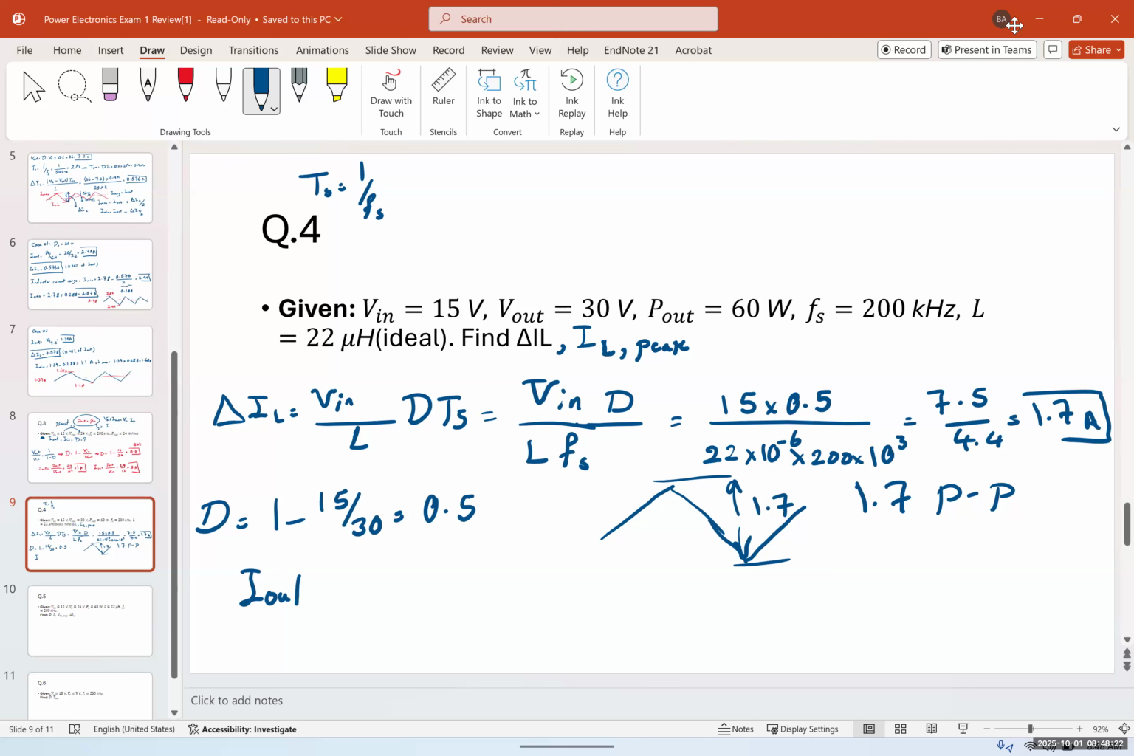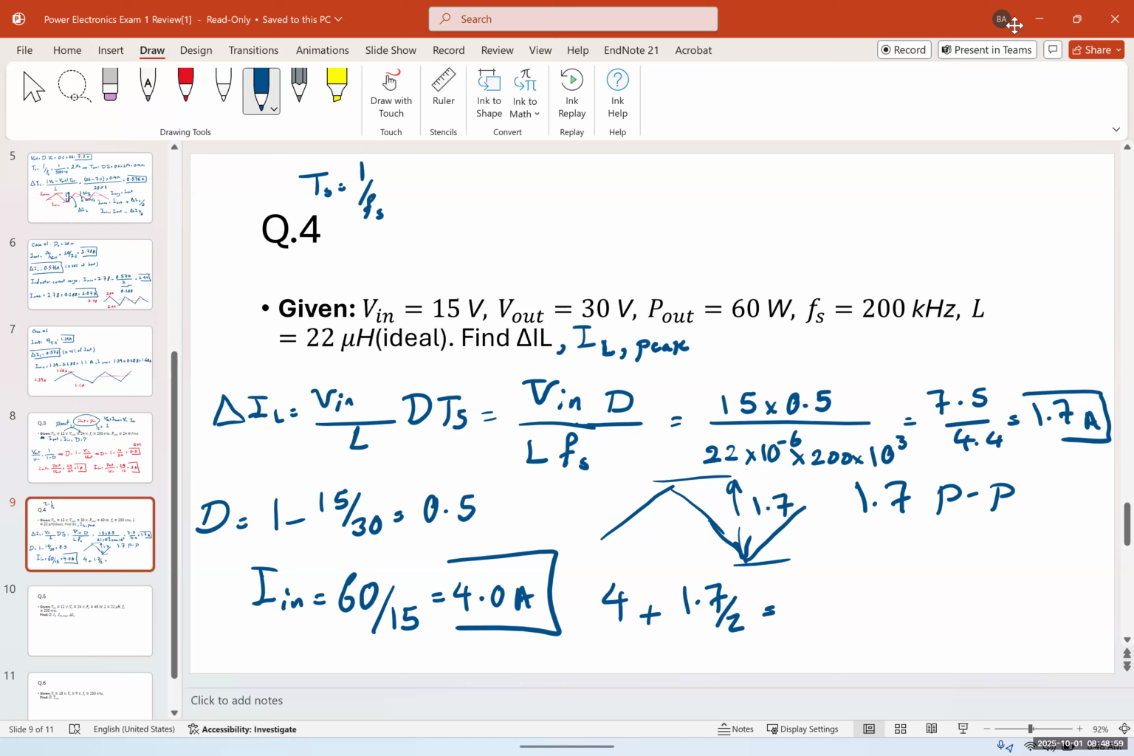Now, if you want to find the peak current of the inductor, the inductor is in the input of a boost converter. So IN is 60, which is our power (input and output are the same), over 15, which is input voltage, gives us 4 amps. Now the maximum peak inductor current would be 4 plus 1.7 divided by 2 gives us 4.85 amps.